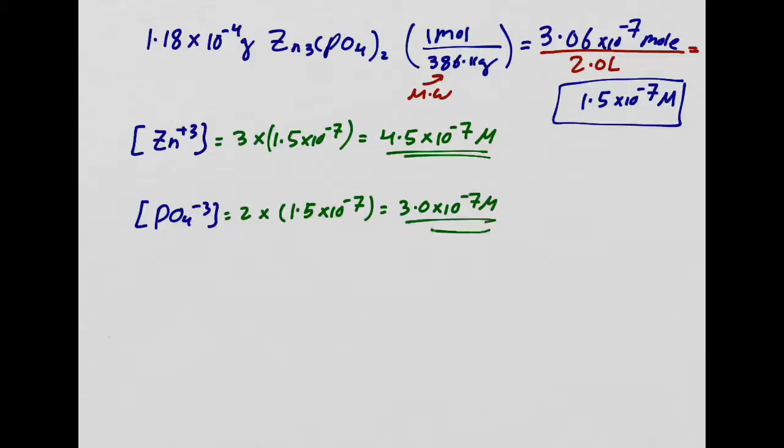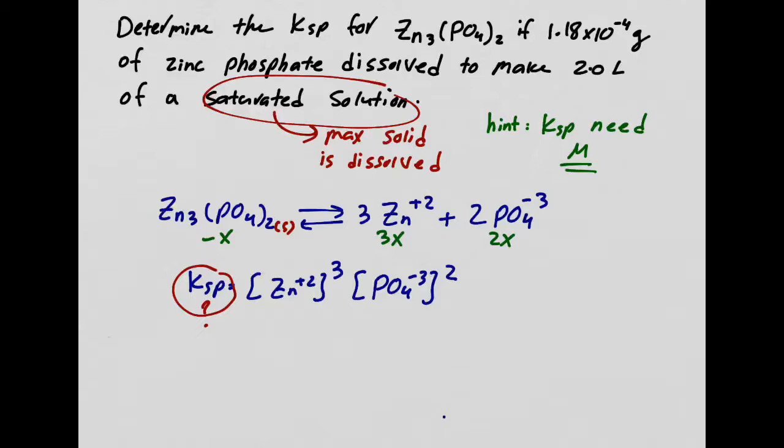I want to explain this one more time. So what I found out, this is how much zinc phosphate will dissolve. When zinc phosphate dissolves, you will have zinc ion and phosphate ion, but you have to do the stoichiometry, because when one zinc phosphate dissolves, you end up with 3 zinc and 2 phosphate. When one of these dissolves, you have 3 of those and 2 phosphate.